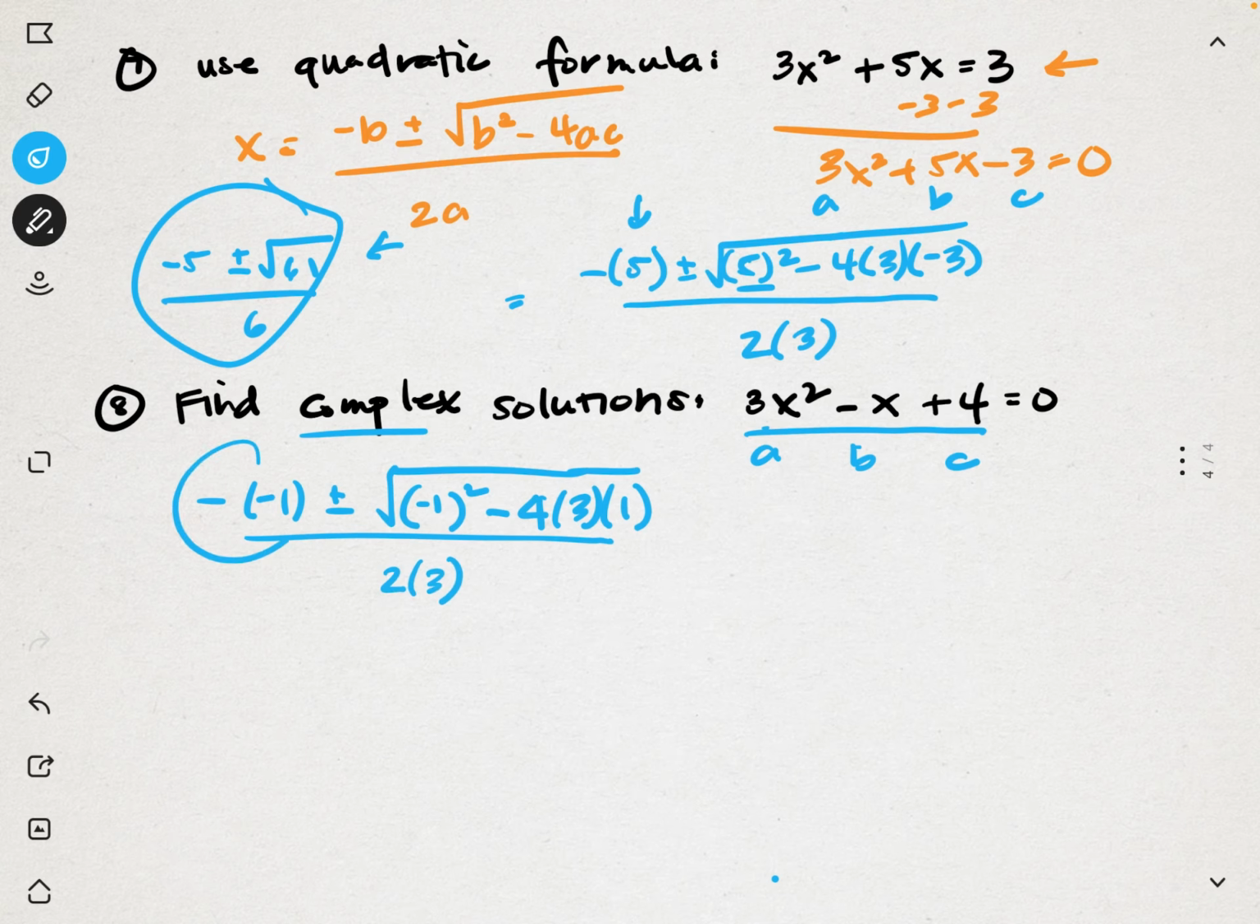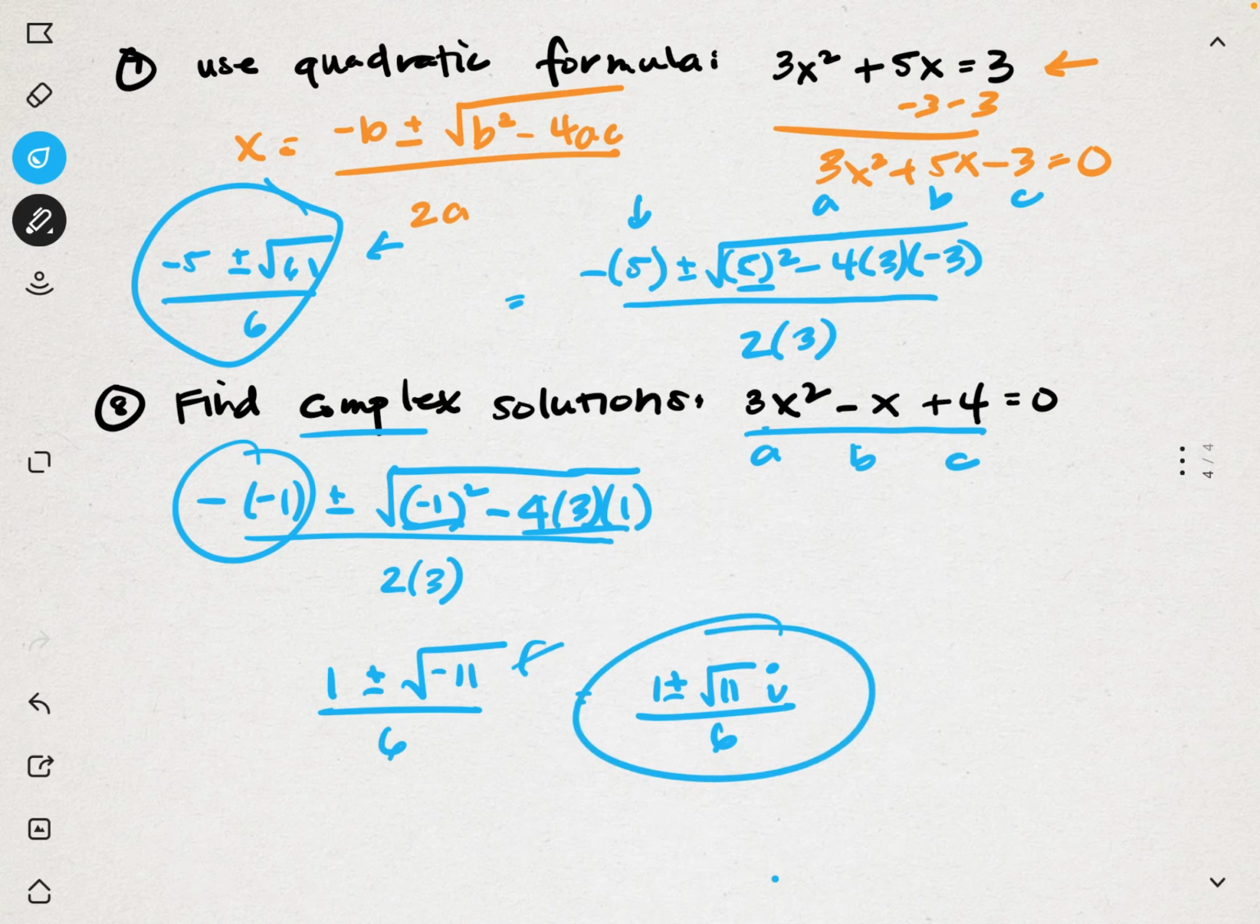So let's clean this up. Negative 1 is positive 1. Plus or minus, we have 1 minus 12, which is negative 11 over 6. And remember, anytime we have a negative inside our square root, we can make it an i. So we're going to say 1 plus or minus square root positive 11 because we're taking the negative out and we're saying it's an i over 6.